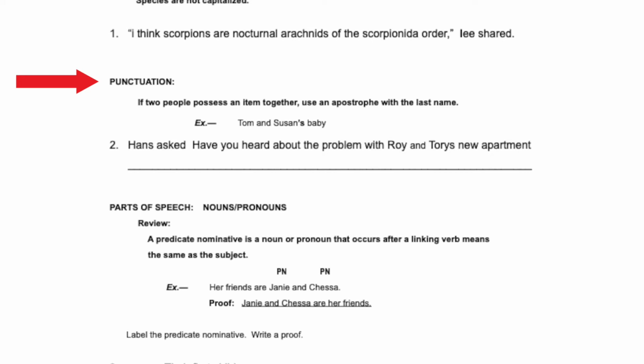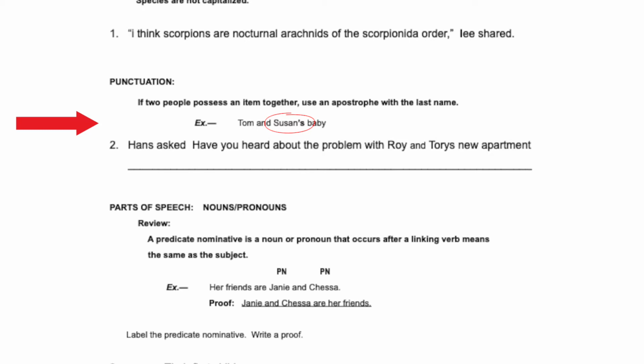Number 2 is always punctuation. If 2 people possess an item together, use an apostrophe with the last name. Look at the example, Tom and Susan's baby. The apostrophe S is placed after Susan, the second name, to reflect the baby is Tom and Susan's.